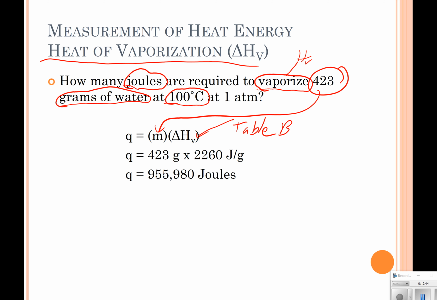So we get a number here of 955,980 joules. We round that to sig figs, 3 and 3. We end up with 956 kilojoules. Both those values work as written.